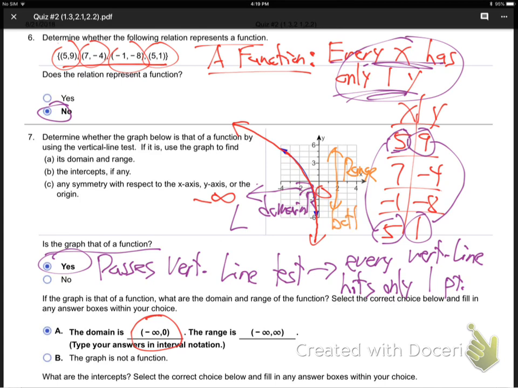Range is bottom. So just like domain is left, right, range is bottom, top. So this graph goes down forever to negative infinity, up forever to positive infinity. That's the range.